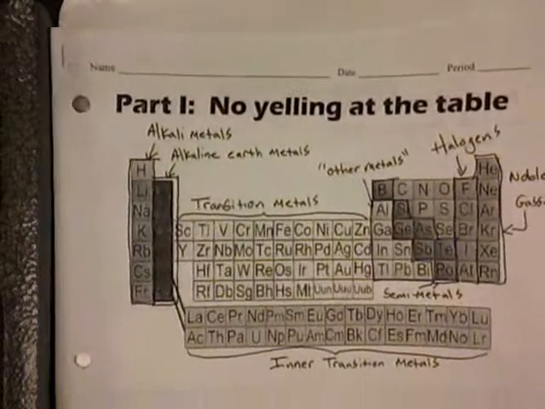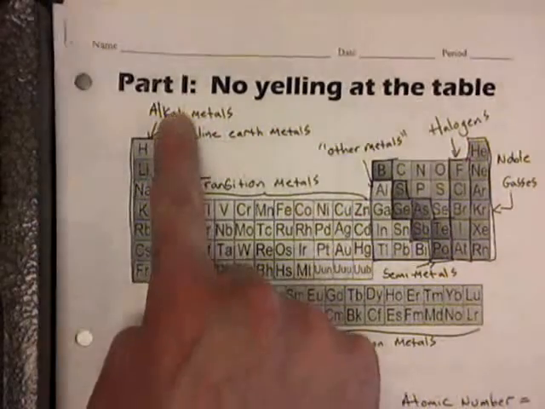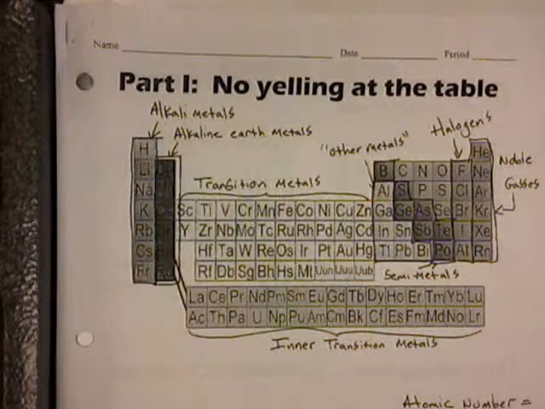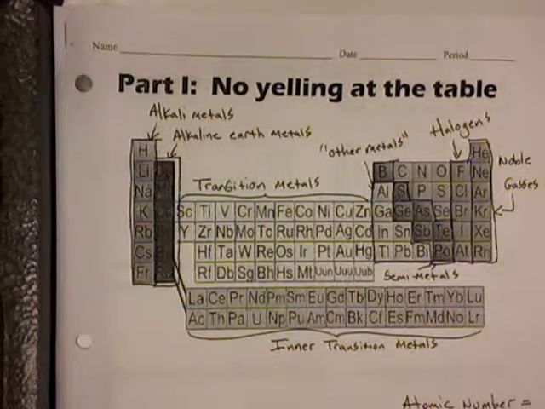In this video, we're going to talk about a couple of trends on the good old periodic table. This, you'll notice, is your Part 1 notes from chemistry. So first of all, the major groups of atoms that exist here.